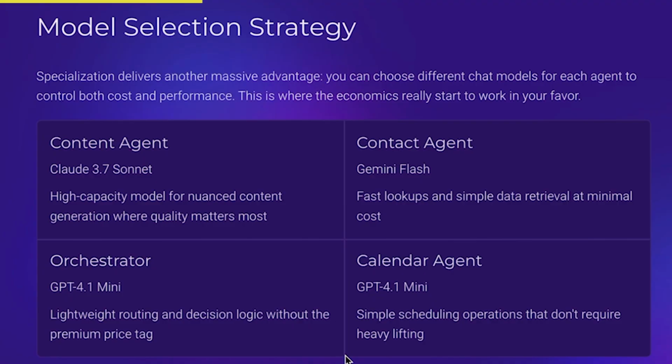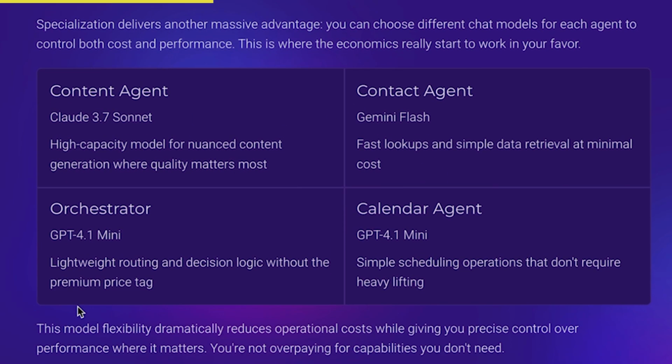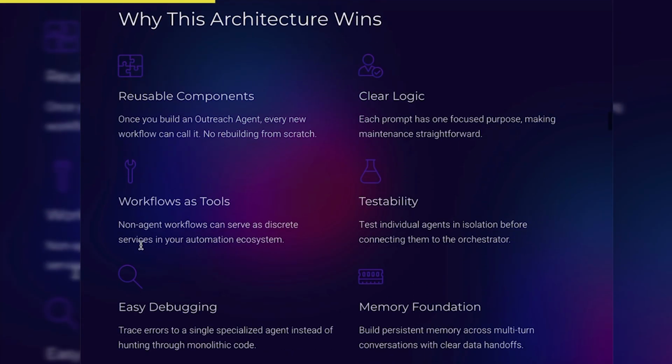Model selection strategies, right? Specialization delivers another massive advantage, which is that you can choose different chat models for each agent, and obviously control both performance and cost. For content agents, you can use Claude. Contact agent, you can use Gemini. Calendar agent, you can use GPT 4.1. Same with the orchestrator. And why does this architecture win? Well, there are six main wins here.